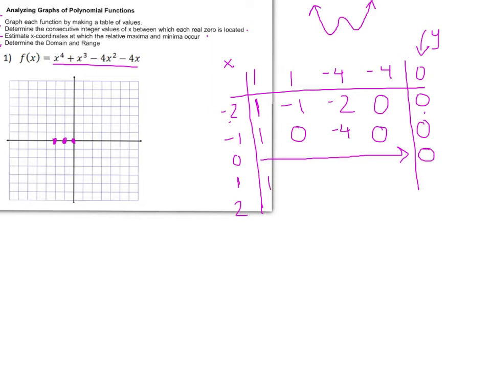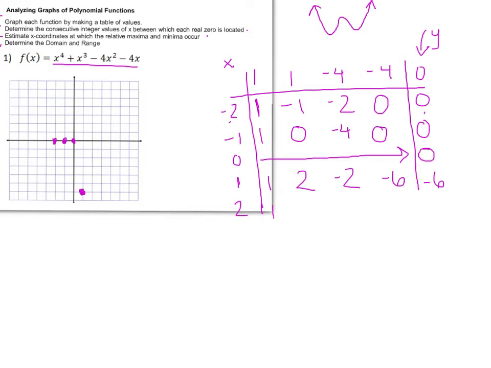So 1, so we drop the 1 down. 1 times 1 is 1. 1 plus 1 is 2. 2 times 1 is 2. 2 plus -4 is -2. -2 times 1 is -2. -2 plus -4 is -6. -6 times 1 is -6. -6 plus 0 is -6. So here we have the point 1, -6. So we can plot that point. There's 1, -6.